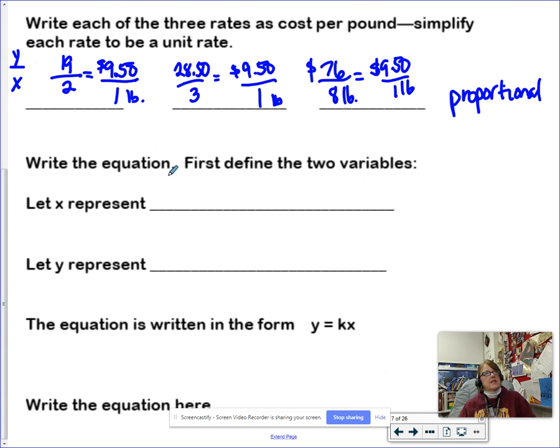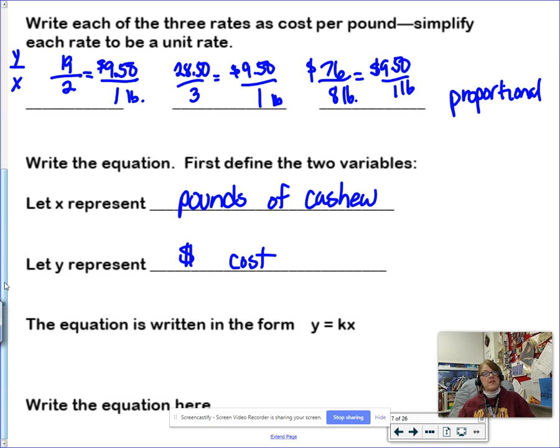X represented the pounds of cashews. So if you didn't have that in the table, make sure it's very, very clear to you. Pounds of cashews. The Y value is the cost or the dollars.